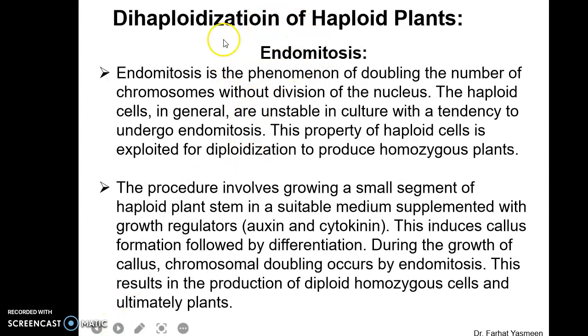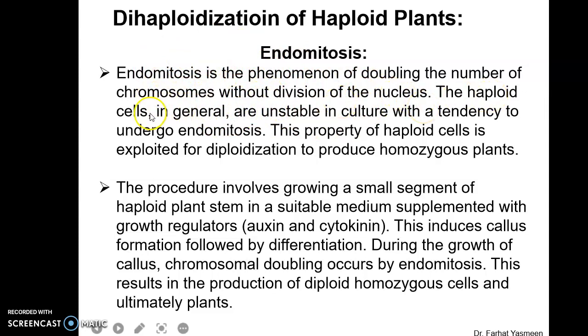The second process used in diploidization of haploid plants is endomitosis. Endomitosis is the phenomenon of doubling the chromosomes without division of the nucleus. As you know, in normal mitosis, first of all there is division of the nucleus, but in endomitosis there is doubling of chromosomes without the division of the nucleus.